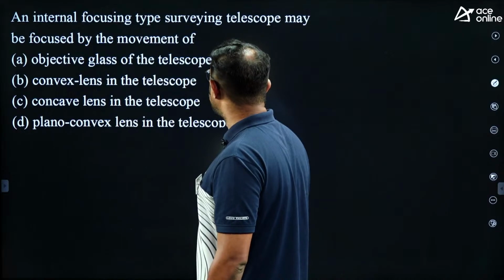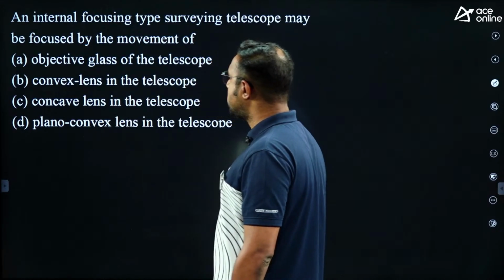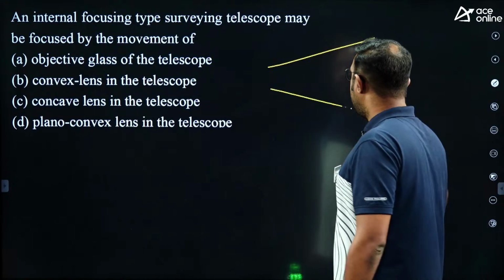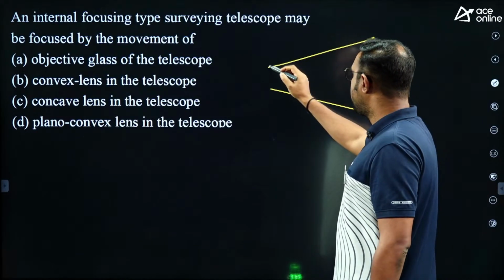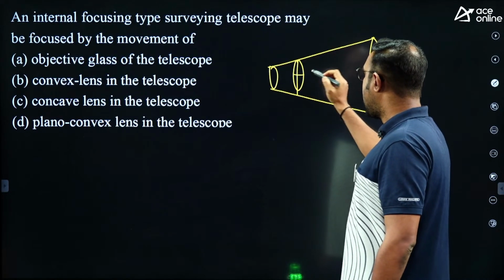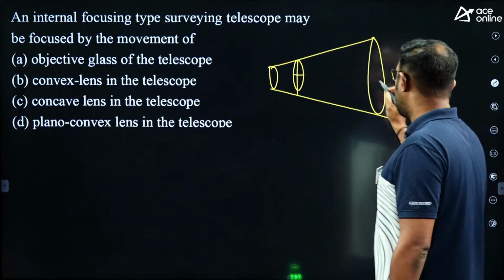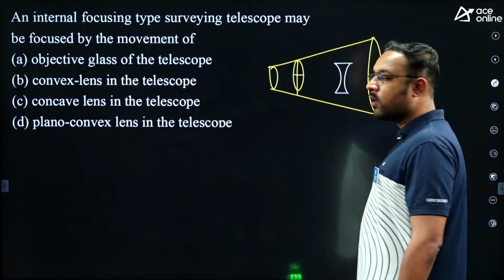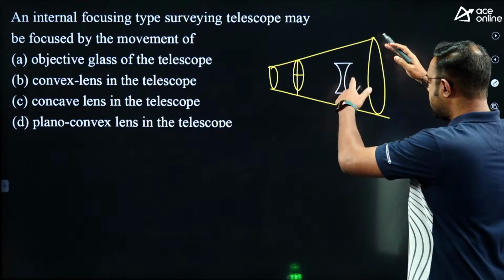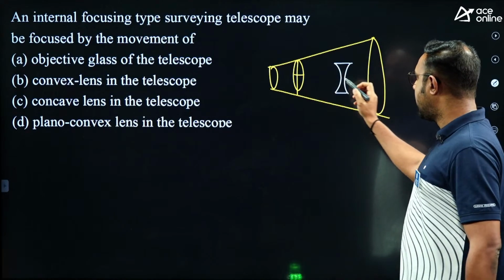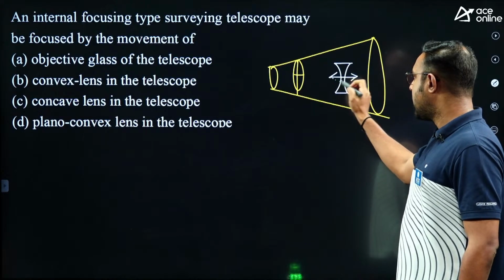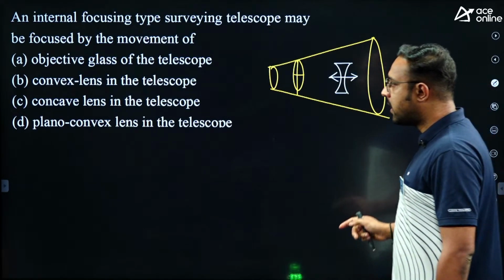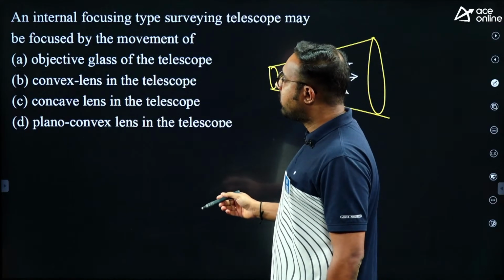An internal focusing type surveying telescope may be focused by the movement of what? So you see, in the internal focusing telescope, we will be having an extra additional focusing lens. Right, extra additional focusing lens will be there. That is a double concave lens. This is convex and this is concave. And if you remember, we have discussed that we should move this lens by rotating the focusing screw here. So that is a double concave lens that we have.